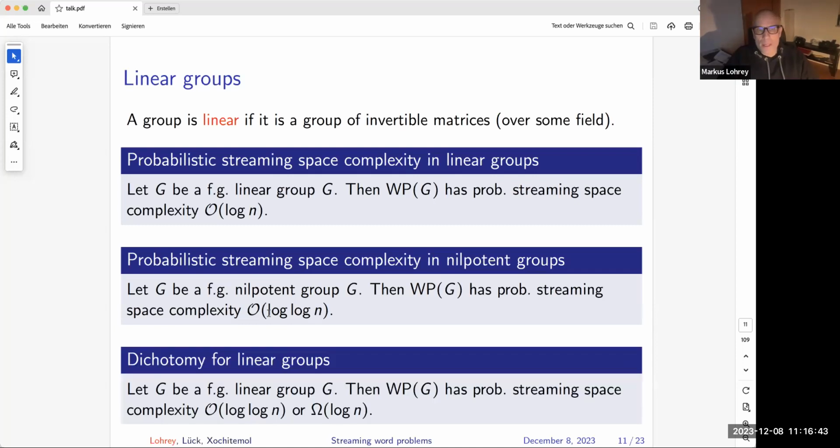And from this, we get a nice dichotomy for linear groups, namely, if we have a finitely generated linear group, then the word problem for G has probabilistic streaming space complexity either big O of log n, namely in case you have a finitely generated nilpotent group, or big omega of log n. For this, I use this upper bound that I proved before and this dichotomy result of Milnor and Wolf.